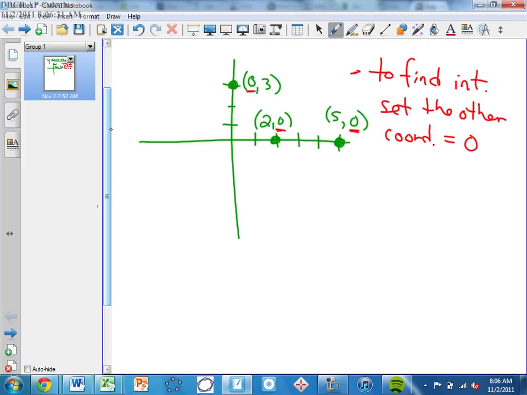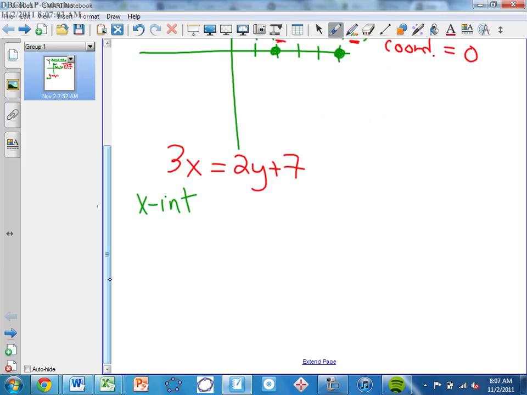Okay, let's go through an example now. If we have an equation that says 3x equals 2y plus 7. Now, we talked about putting this into slope-intercept form, solving for y, finding the slope, finding the y-intercept, then graphing it. You can do that, and that's fine. But it's a lot easier just to find the intercepts and graph them. So, the first thing I want to do is find the x-intercept. What can I do here based on the statement we just made? Vanessa?